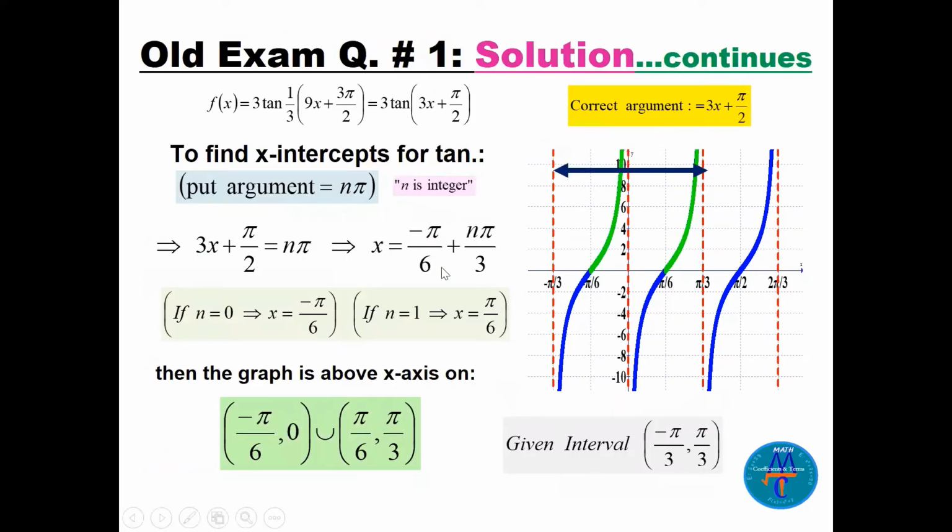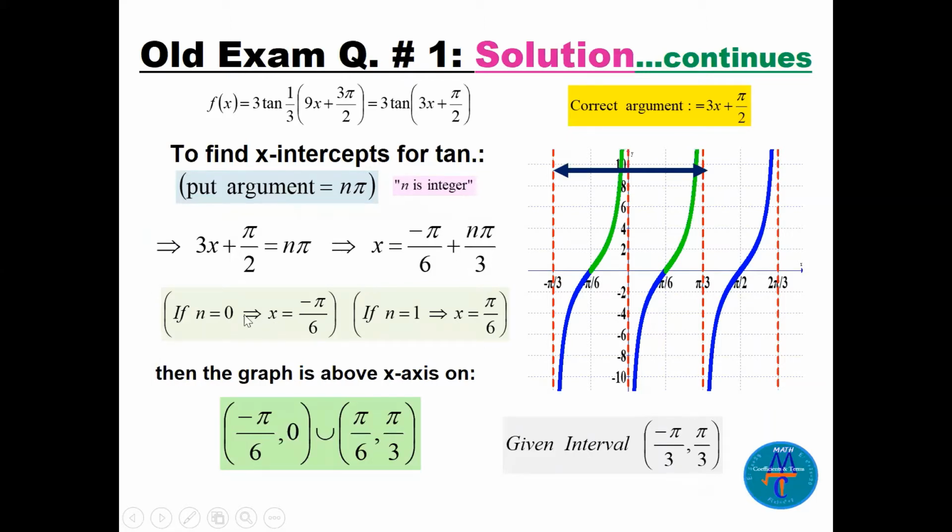Now let's see, the question says we need the x-intercepts, right? Yes. So to find the x-intercepts for tan, put the argument equal to n pi, where n is an integer. We take the correct argument, 3x plus pi over 2 equals n pi. Take pi over 2 to the other side, divide by 3. So x will be minus pi over 6 plus n pi over 3.